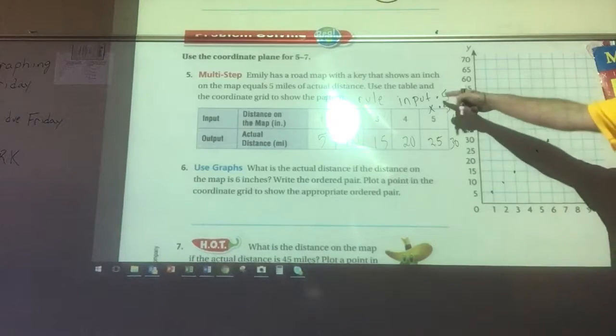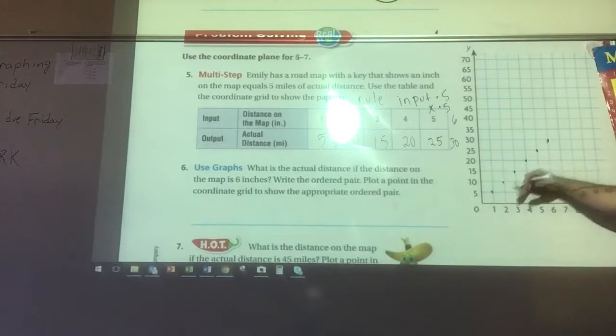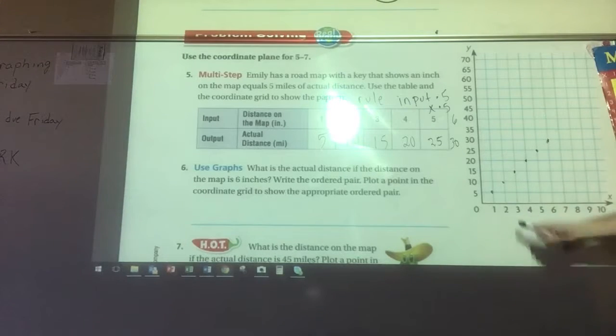And again, it gives us a rule, so it'll form a straight line.